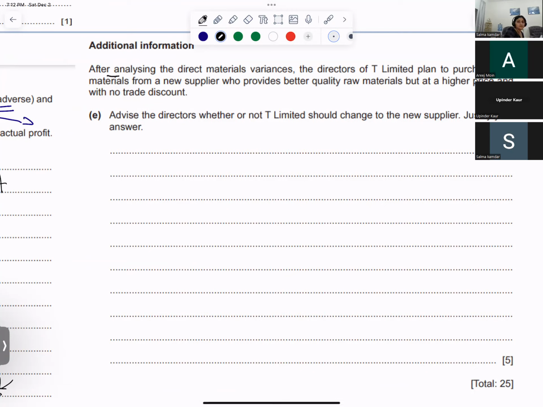Upinder, please read. After analyzing the direct materials variance, the directors of Tea Limited plan to purchase raw materials from a new supplier who provides better quality raw materials but at a higher price, but with no trade discount. You have to advise the director whether you should change to the new supplier or not.